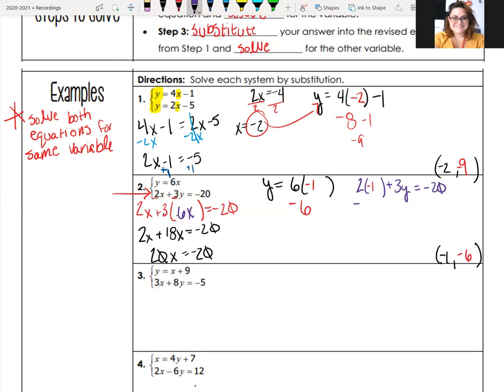2 times -1 is going to give us -2 plus 3y equals -20. We're then going to move our 2 with addition. So we would have 3y equals -18. And then we have to divide, so y equals -6. So we still do get there in the end, but one of the ways was a lot easier.